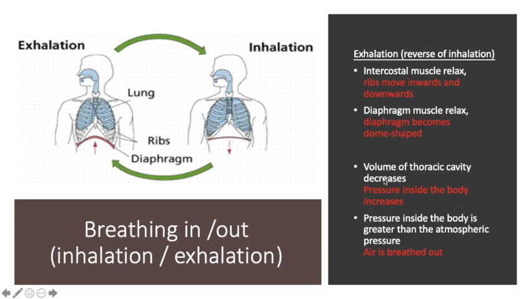And why does the volume of the thoracic cavity decrease? It is because the intercostal muscles relax, which makes the ribs move inwards and downwards, and the diaphragm muscle also relaxes, which makes the diaphragm become dome shaped. These two changes reduce the volume of the thoracic cavity, and that makes the pressure increase. When the pressure inside the body is greater than the pressure outside the body, we can breathe out the air. So this is how the breathing mechanism works.